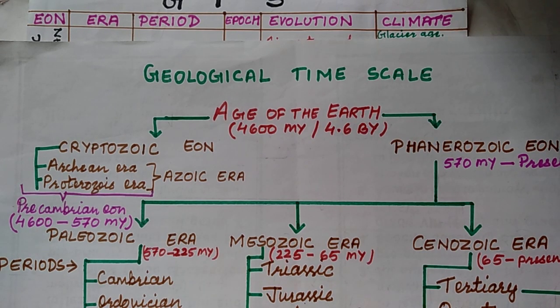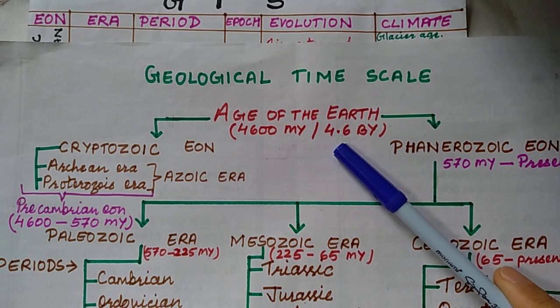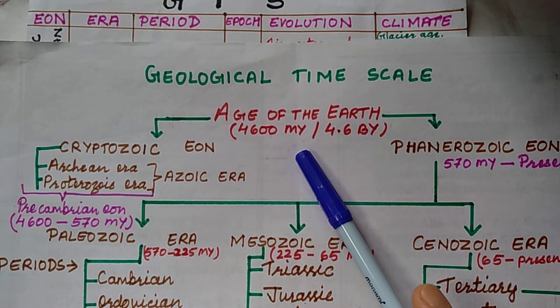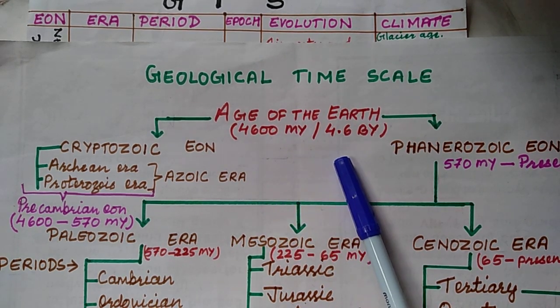Again, the time scale that covers the earth's history from its origin to the present time is called geological time scale, and it is divided into eons, eras, periods and epochs. The time duration from the origin of the earth to the present time is 4,600 million years, that is, 4.6 billion years. That means the earth is 4,600 million years old.